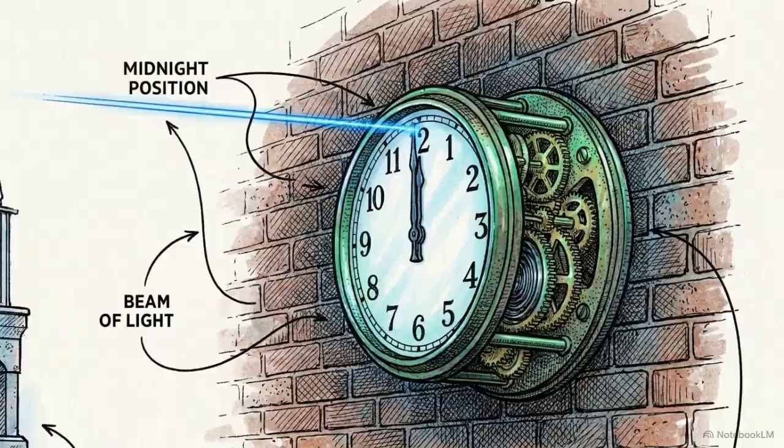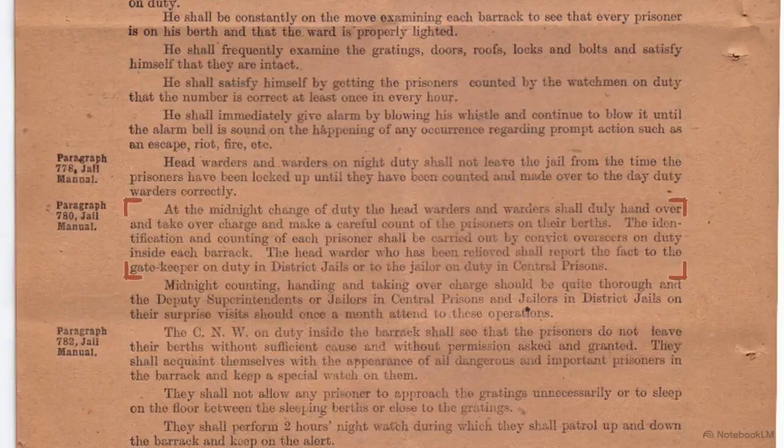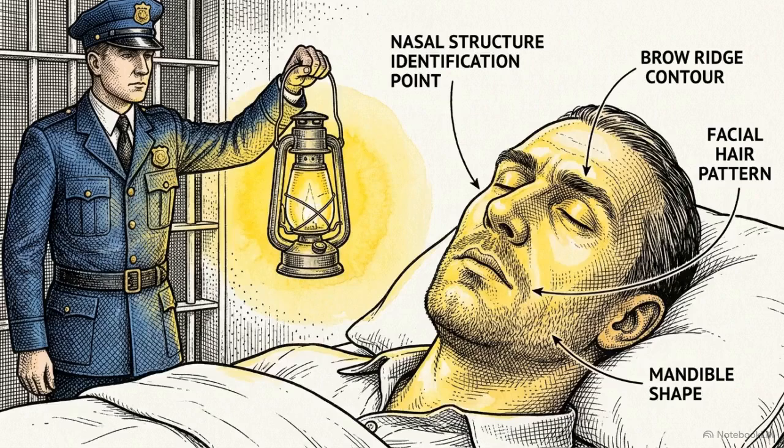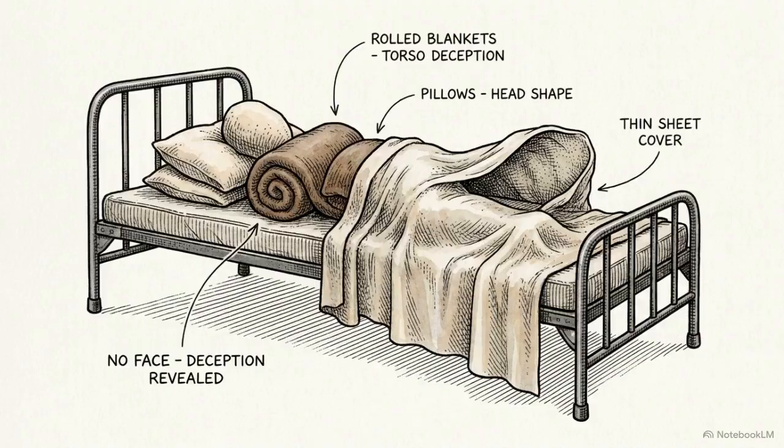The manual applies this same level of scrutiny to the most vulnerable transition in the 24-hour cycle: the midnight handover. At midnight, the protocol demands a detailed identification of every prisoner. Guards are required to verify the specific individual on each berth, rather than performing a simple head count. Requiring guards to identify specific faces effectively blocks the use of decoys or dummies in the beds, a common tactic used to delay the discovery of an escape.